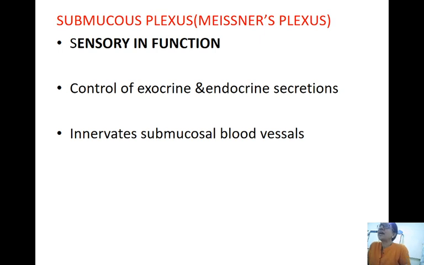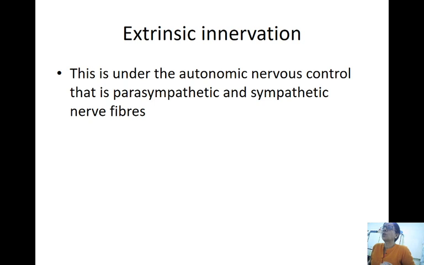So myenteric and Meissner's we have seen. Myenteric is motor in function, whereas Meissner's is sensory in function, and both these plexus are interconnected to each other and they are under the extrinsic control. Both are interconnected and they are under the control of the extrinsic innervation. So extrinsic innervation is your autonomic nervous system, that is further divided into parasympathetic fibers and sympathetic nerve fibers.